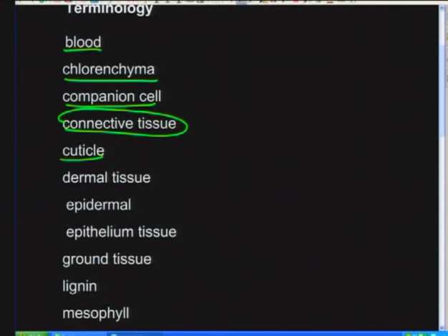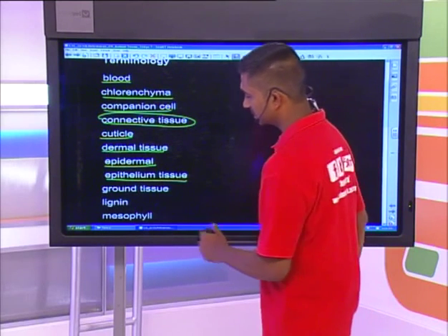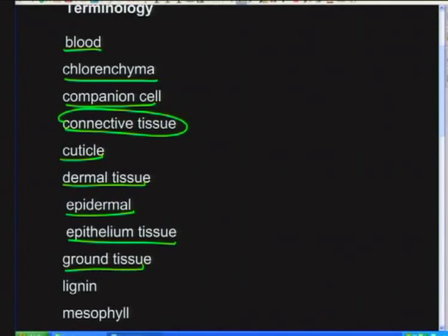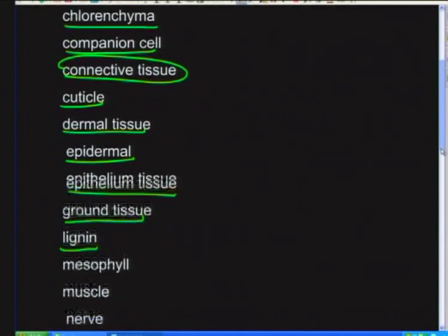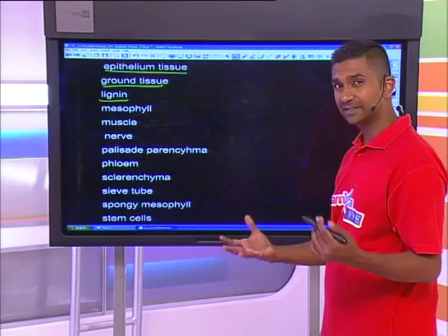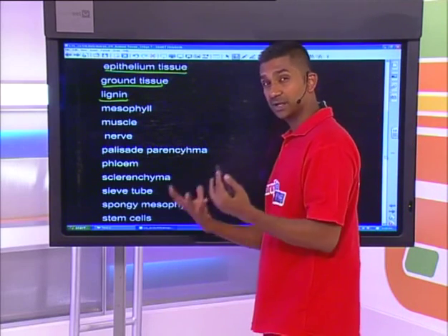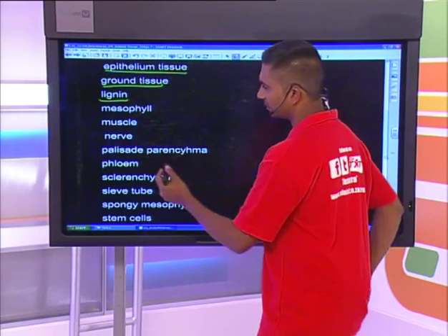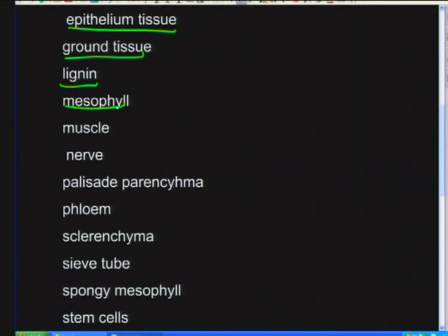The cuticle was tissue that we looked at, cells that we looked at in the plant. We're going to look at dermal tissue as well. Epidermal tissue we looked at in plants. We're going to look at epithelium tissue in humans or in animals. We've looked at ground tissue in plants. In plants, we also spoke about lignin, and we said that lignin was cells that had a waterproofing compound in. They were lignified cells, and that is what caused plants to become solid and hard, and that formed wood. We also looked at mesophyll tissue, the tissue that was responsible for packaging and filling up the spaces in tissue.